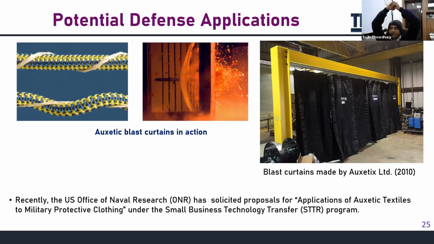And recently, the Office of Naval Research, ONR, in the US, has solicited proposals on the application of auxetic textile for military protective clothing, as well as for civil applications under the small business technology perspective. So you see, it is coming to the practical scenario, not in a theoretical sense. If we are talking about on-ground applications, then we also have to look into making our startups and thought processes in different dimensions so that similar things can be developed here in our country. Okay.